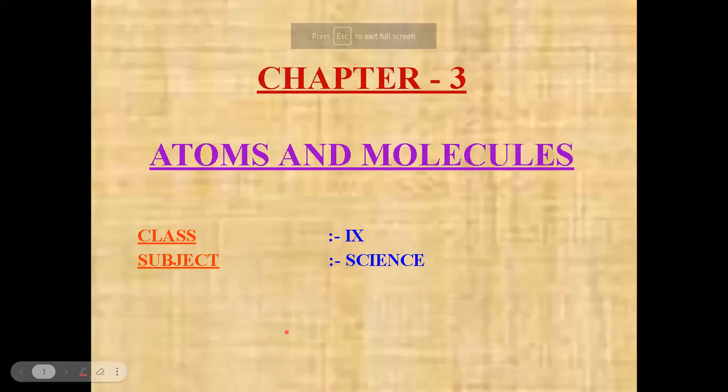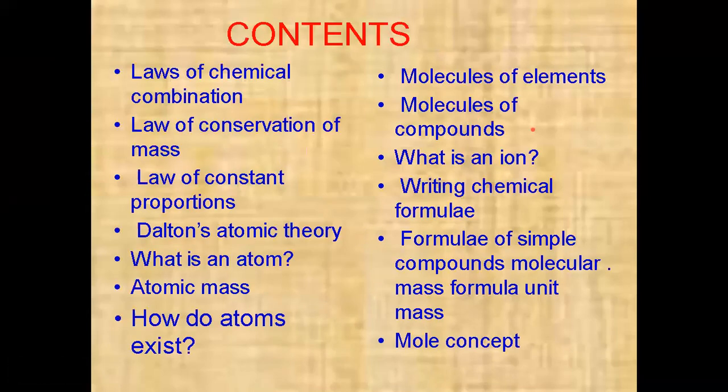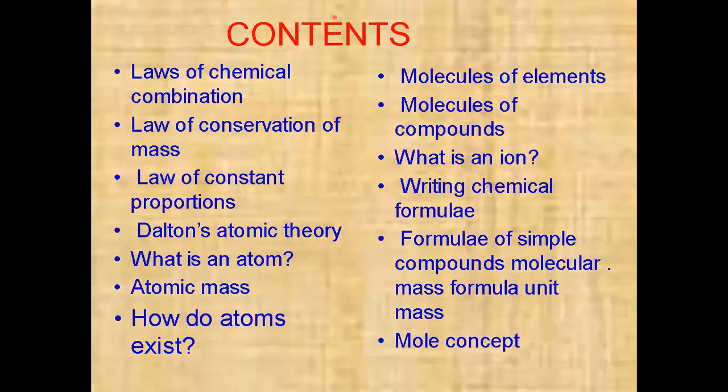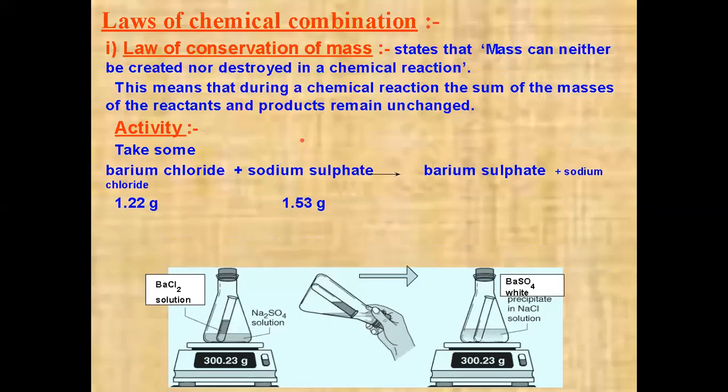So this is atoms and molecules. This is chapter number 3. Contents. So contents are these which we are going to learn and cover in this video and in this chapter. First things first, we're going to start with laws of chemical combination. It is of two types.